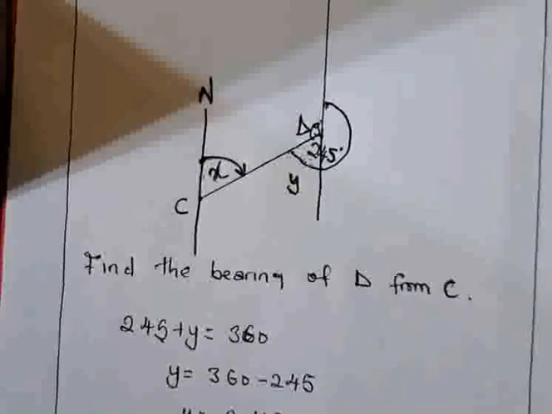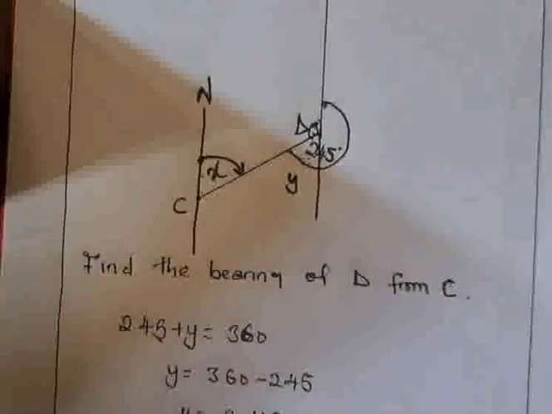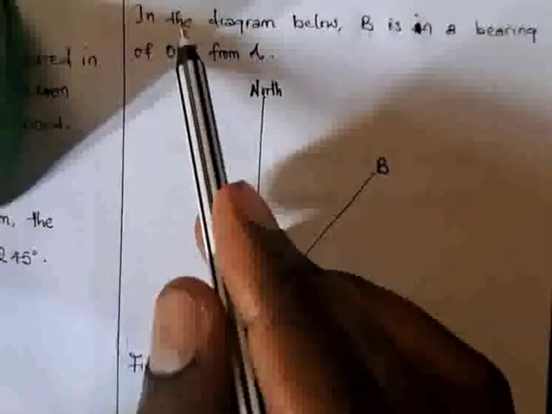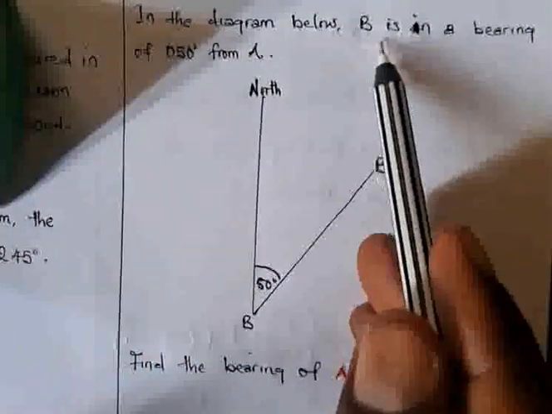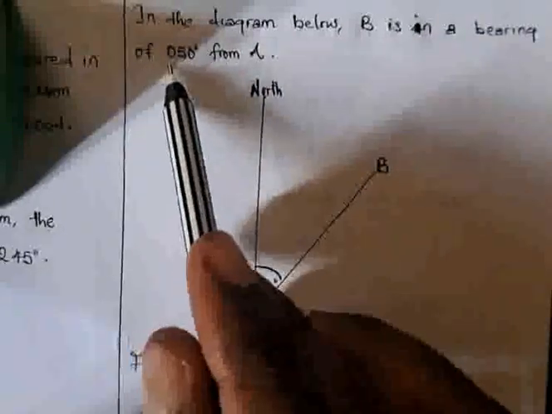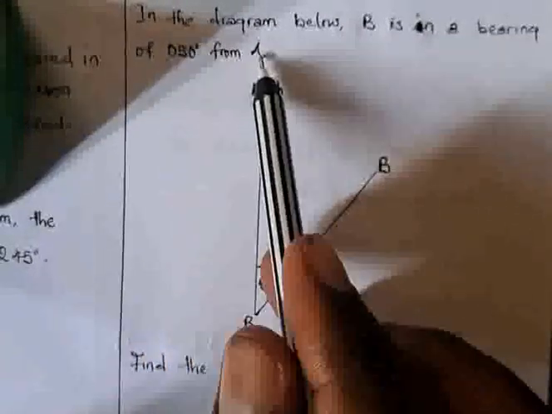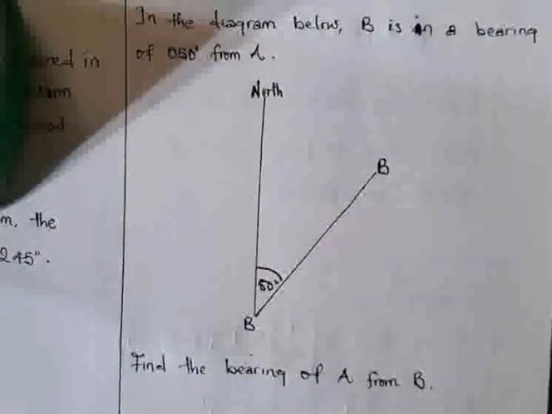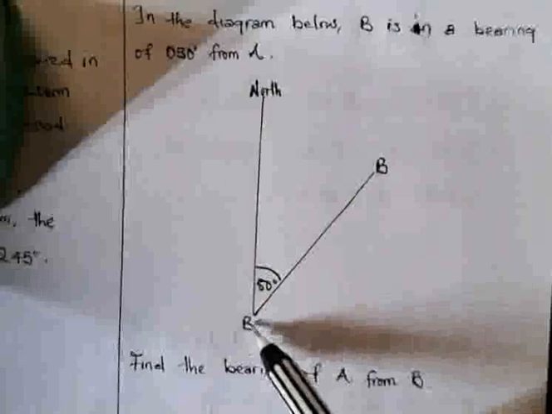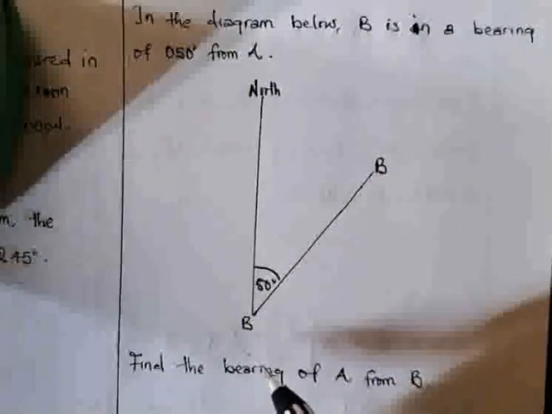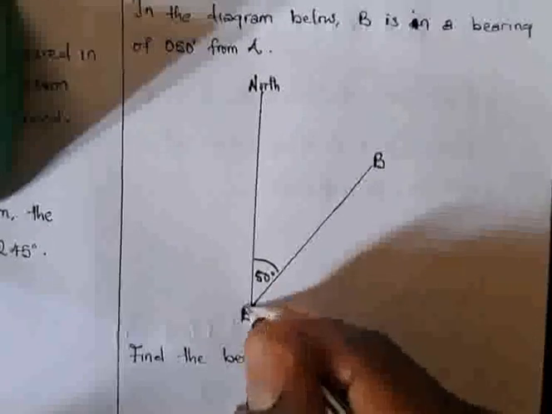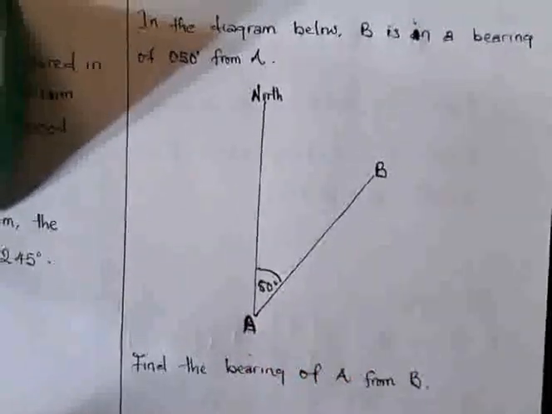Let's look at another last example. We have another one here. It says in the diagram below, B is on a bearing of 050 from A. Don't be confused about this 0. It means 50 degrees from A. This is A and this is B there. I made a mistake earlier.